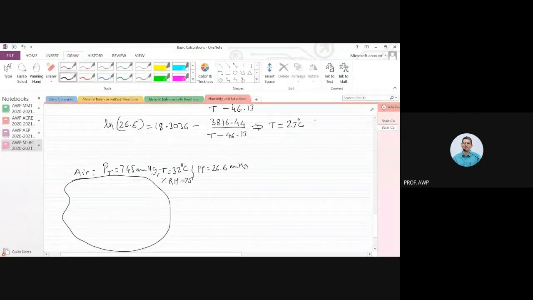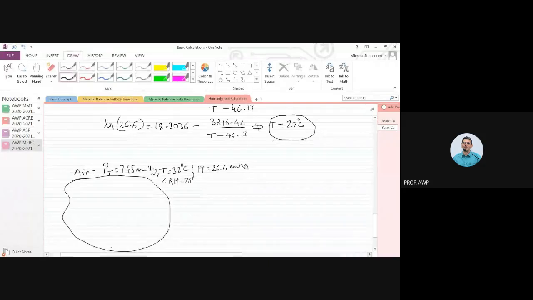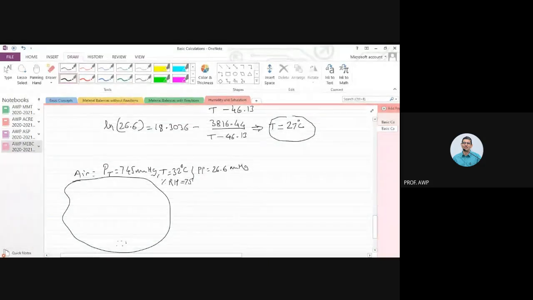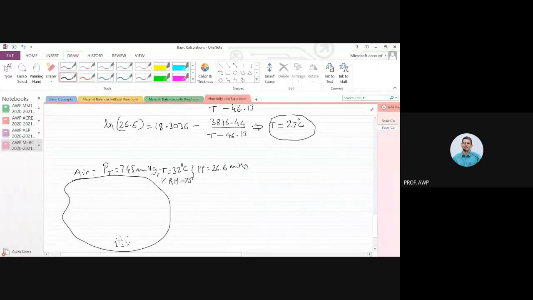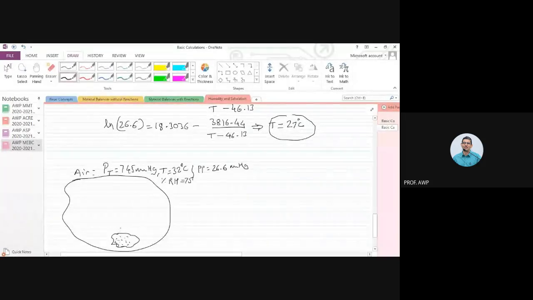So if I cool it to 27 degrees centigrade, the first drop of water will appear. If I cool it to 25, more water will form. If I cool it to 23, even more water will form. If I cool it to 21, even more liquid water will form. If I cool it to 20, even more liquid water will form.